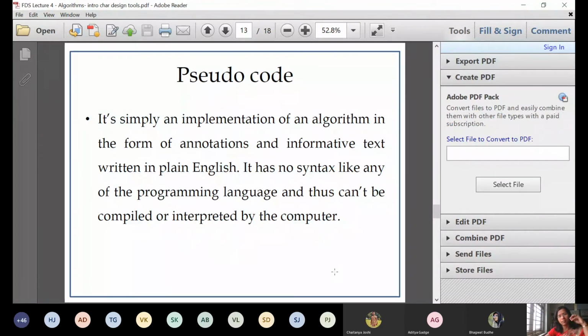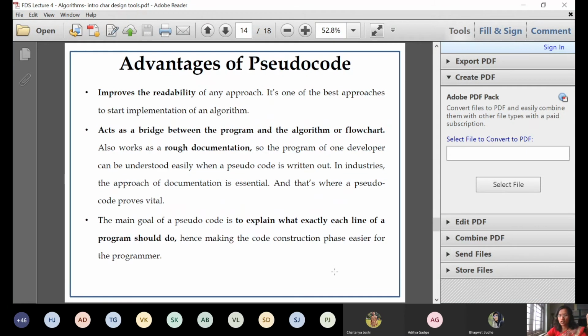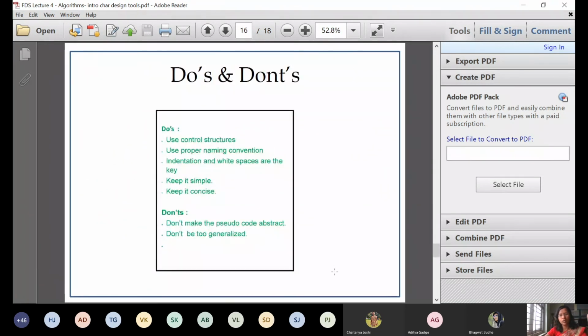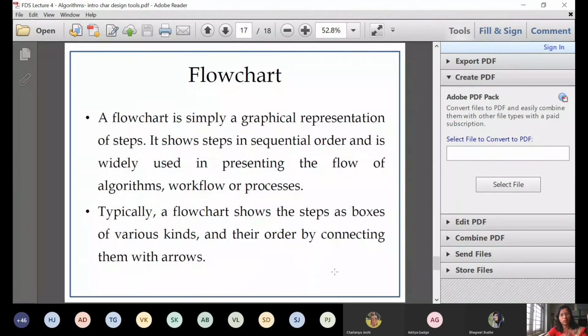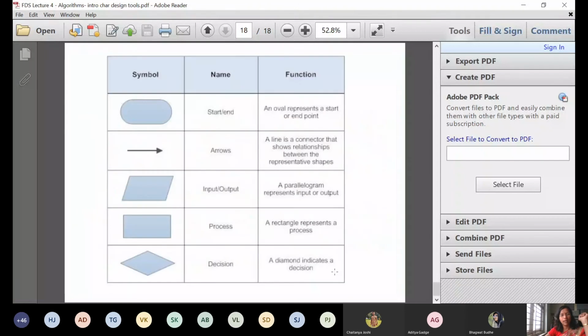Pseudocode will simply reflect algorithm steps in the form of common English language, but the difference between pseudocode and algorithm is that pseudocode is in a little bit more detail than the algorithm. Advantages of pseudocode we discussed already, do's and don'ts, and finally we concluded with the flowchart by knowing what are the set of symbols used in writing the flowchart. So I think this is enough for now.